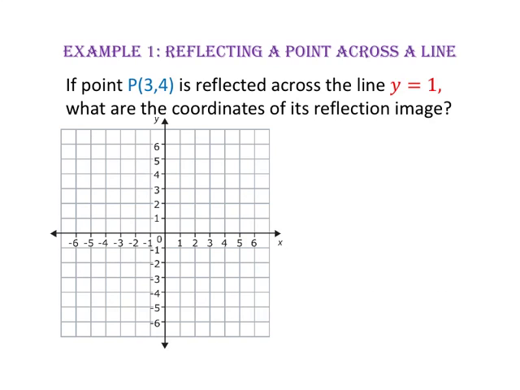In example 1, we are going to reflect a point across a line. If point P, 3, 4, is reflected across the line y equals 1, what are the coordinates of its reflection image? Let's start by plotting point P at its ordered pair 3, 4. Now we'll want to graph the line of reflection y equals 1. To graph y equals 1, remember that every y coordinate will equal 1 for this line.